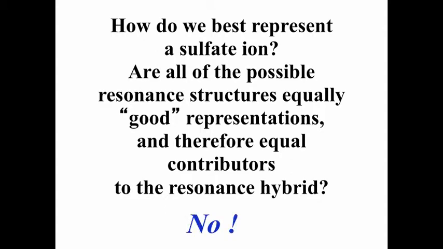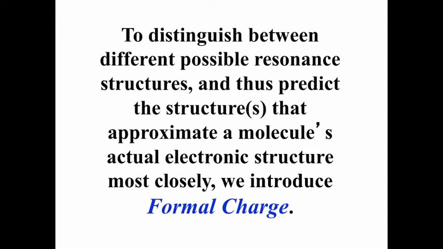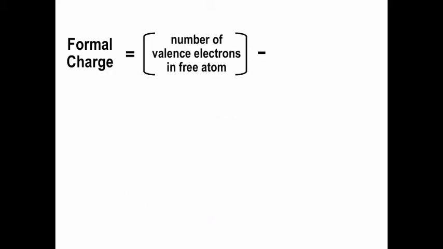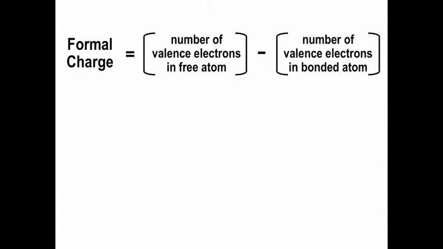It turns out that there is a way to distinguish between possible structures and to predict the structure that would maybe best approximate the molecule's actual electronic structure. And to do this, we introduce a concept called formal charge. Now, formal charge is defined as the number of valence electrons in a free atom minus the number of bonded electrons in the molecule. And we do a formal charge for each atom in a given substance.